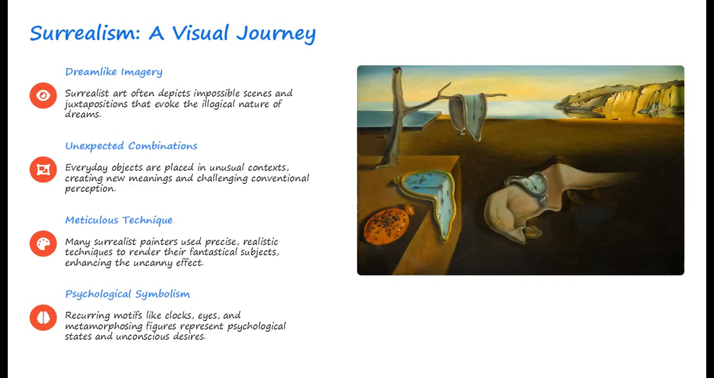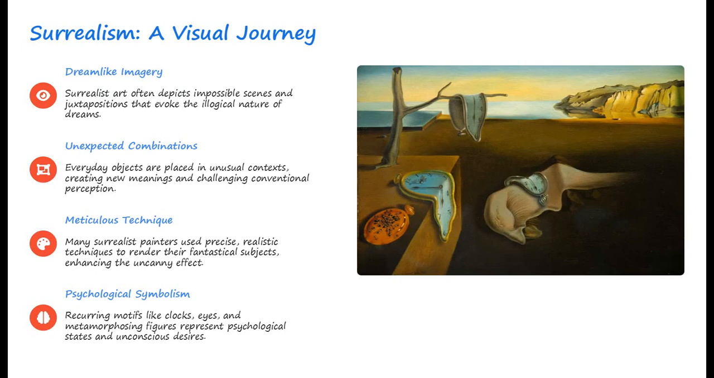Unexpected combinations are another hallmark, where everyday objects are placed in unusual contexts, creating entirely new meanings and challenging our conventional perception of reality. Many surrealist painters employed meticulous technique, using precise, realistic methods to render their fantastical subjects, which enhanced the uncanny and unsettling effect of their work. Finally, psychological symbolism plays a crucial role, with recurring motifs like clocks, eyes, and metamorphosing figures representing various psychological states and unconscious desires.